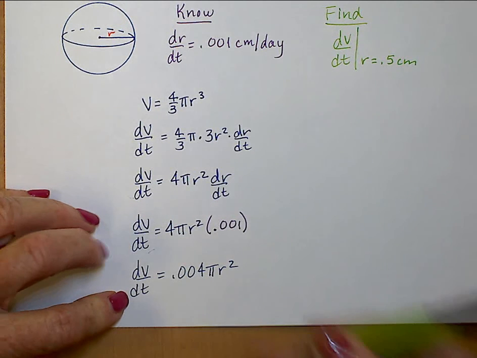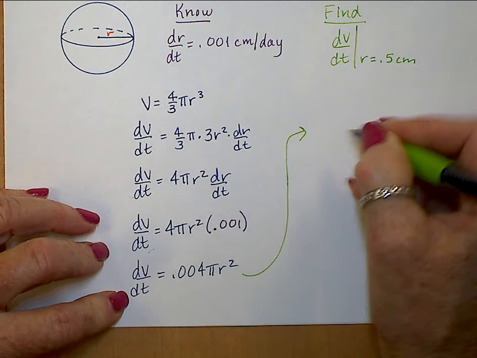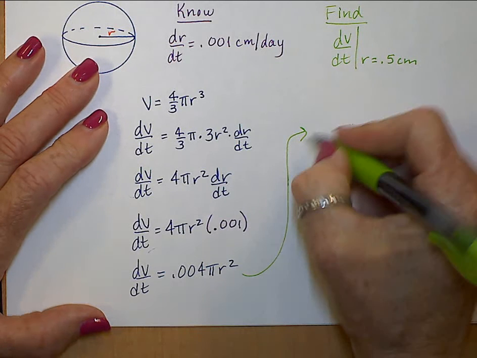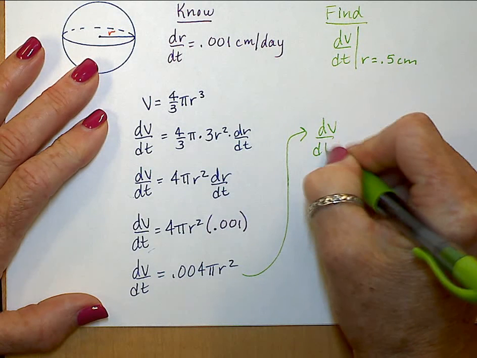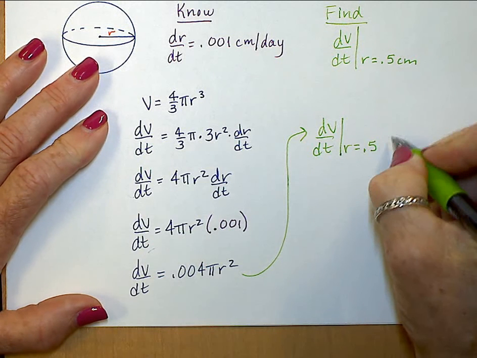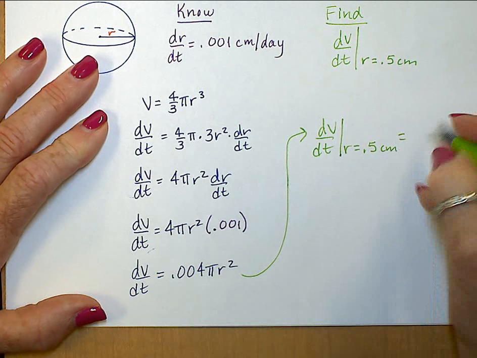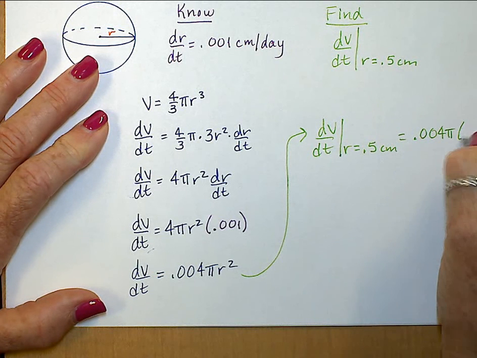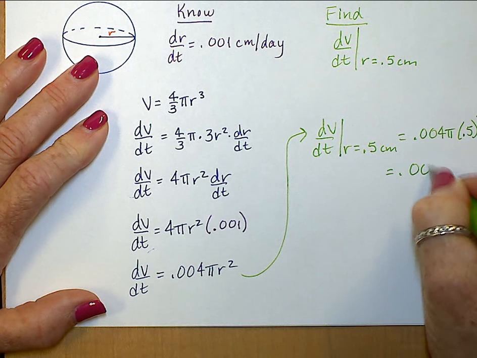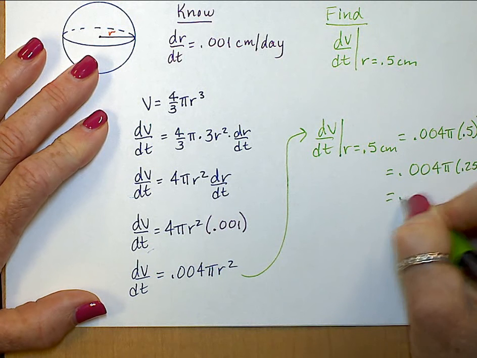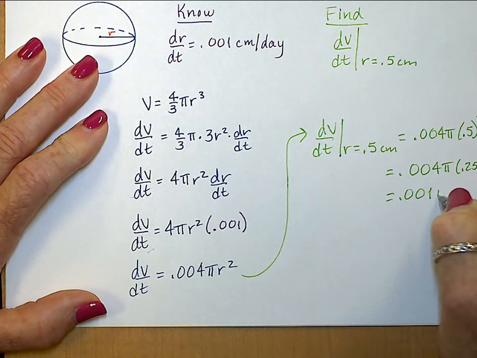So the last part then, or nearly the last part, is to evaluate, and we want dV/dt when r is 0.5 centimeters, and when we plug that in, we have 0.004 pi times 0.5 squared, which is 0.004 pi times 0.25 or 0.001 pi.